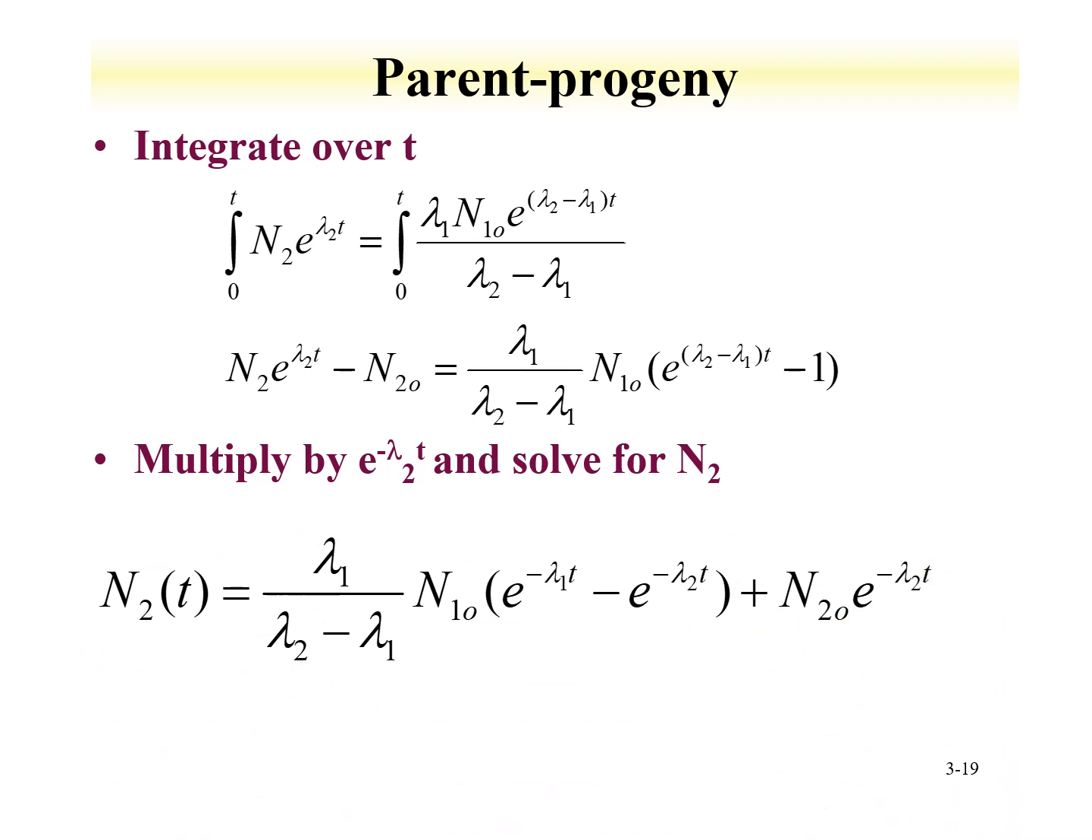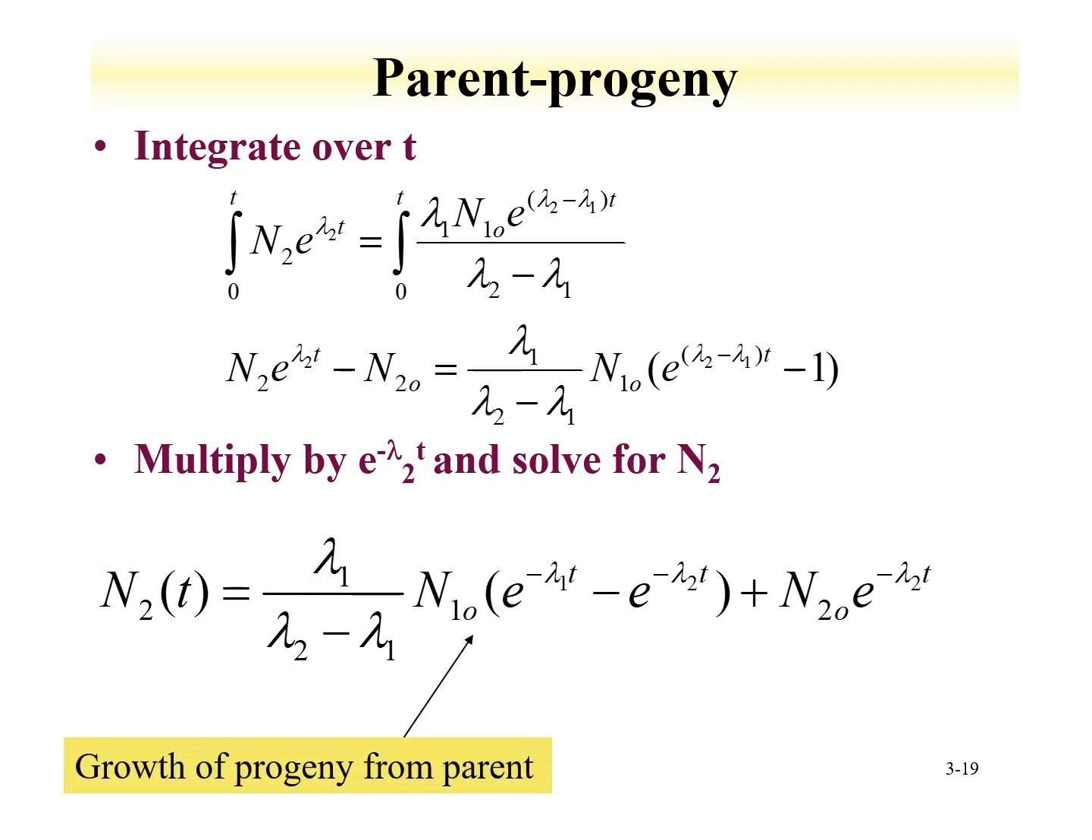So now we have this relationship that we can use to provide an understanding of how much progeny is present at a given time t based upon an initial amount of parent and even an initial amount of progeny. So we have part of the equation which describes the growth of the progeny from the parent, and then the initial amount of progeny. So pretty straightforward. We have these two components that provide information related to the amount of the progeny available at any given time.